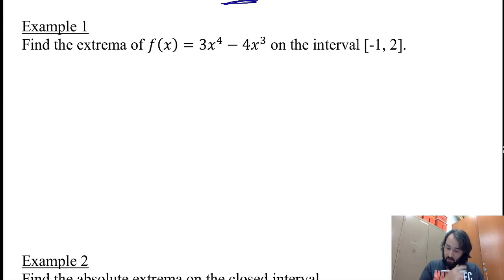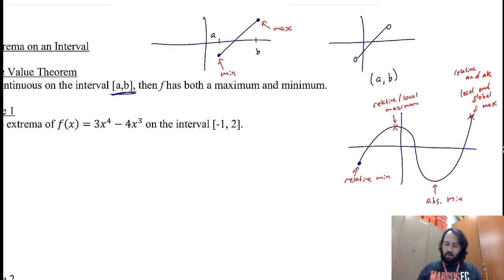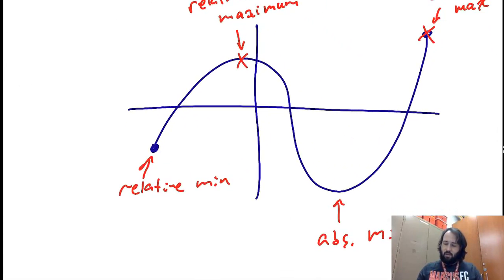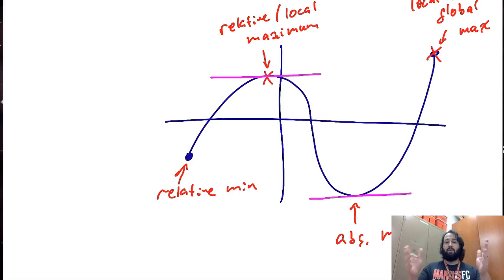So find the extrema on this interval. And one important thing to note, we've talked about this, but it really comes into play in this section, is our horizontal tangents, right? I have a horizontal tangent here, and I have a horizontal tangent here. Notice my maxes and mins happened at the endpoints, so that's one place that we're going to have to check for maxes and mins.